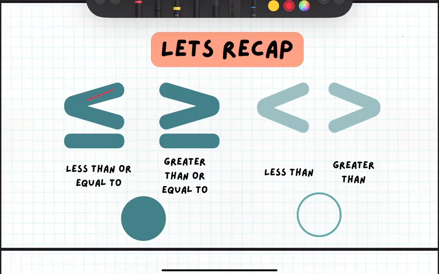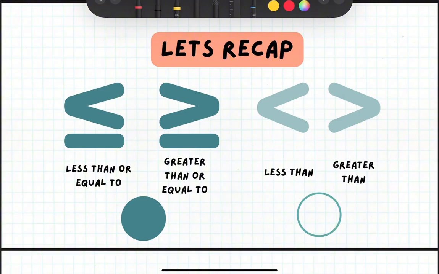So, here we have our less than symbols. These two are whenever the value that we're talking about is less than a certain number. However, when it has this little line underneath, that means that that value is less than or equal to.